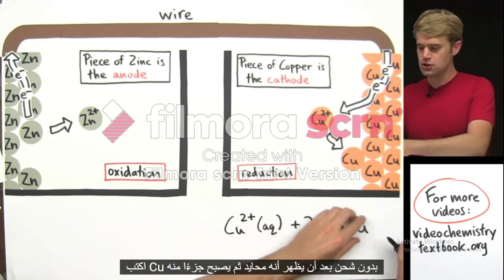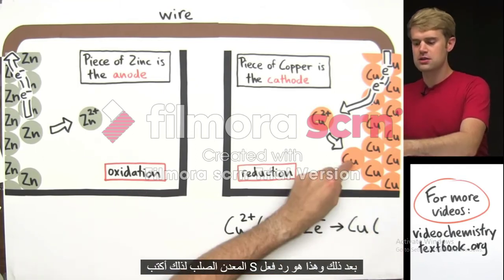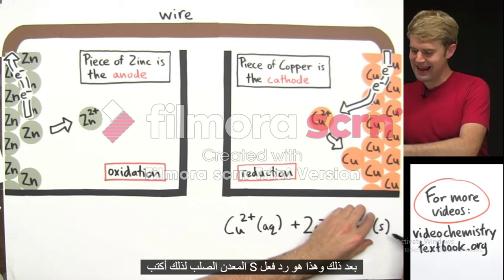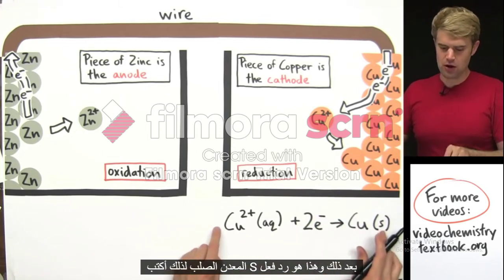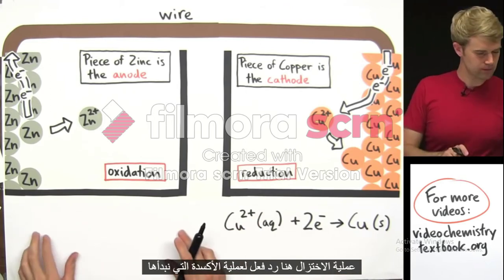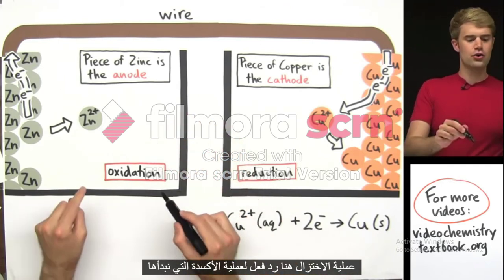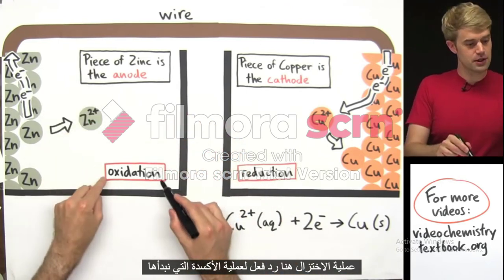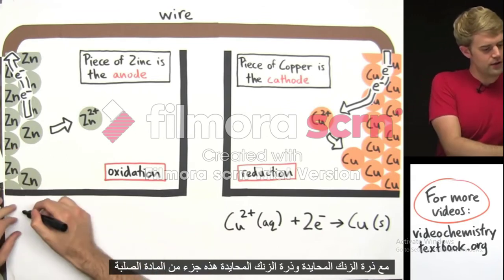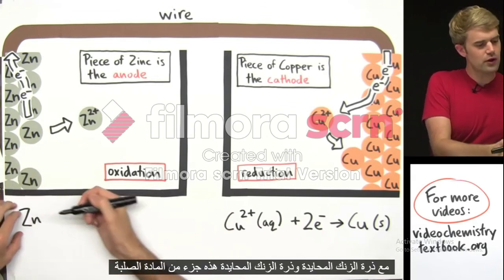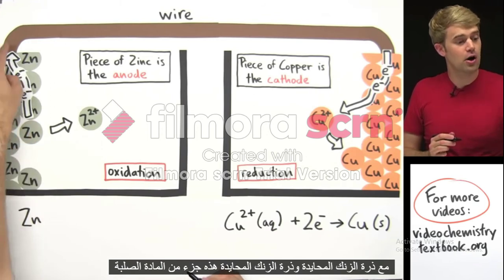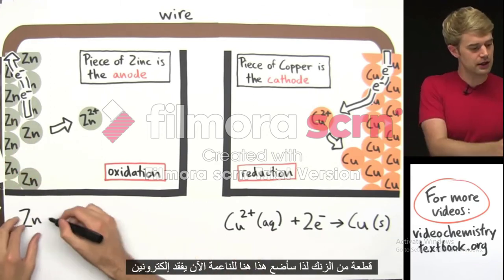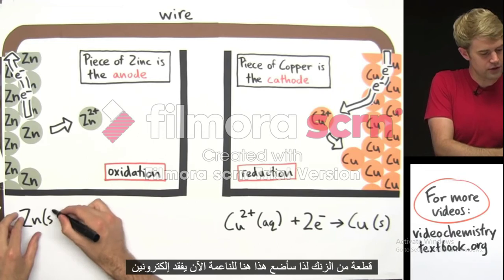That shows that it's neutral, and then it's part of the solid metal, so I write an S after it. So this is the reaction for the reduction process. Over here, the reaction for the oxidation process. We start out with a neutral zinc atom. And this neutral zinc atom is part of the solid piece of zinc. So I'm going to put this S here for solid.